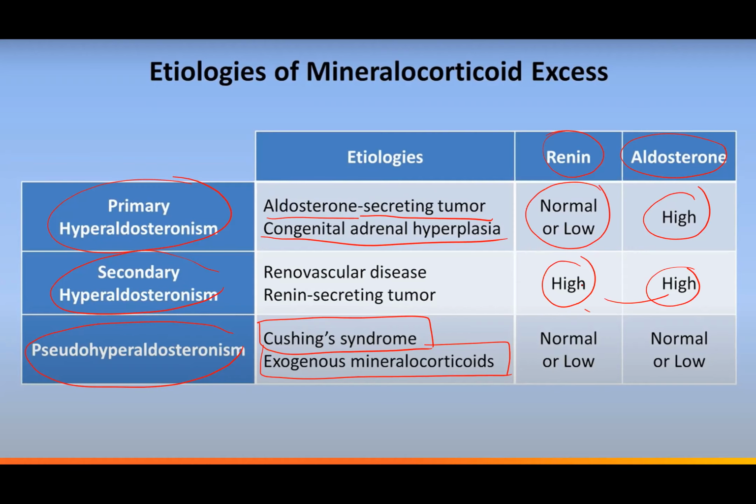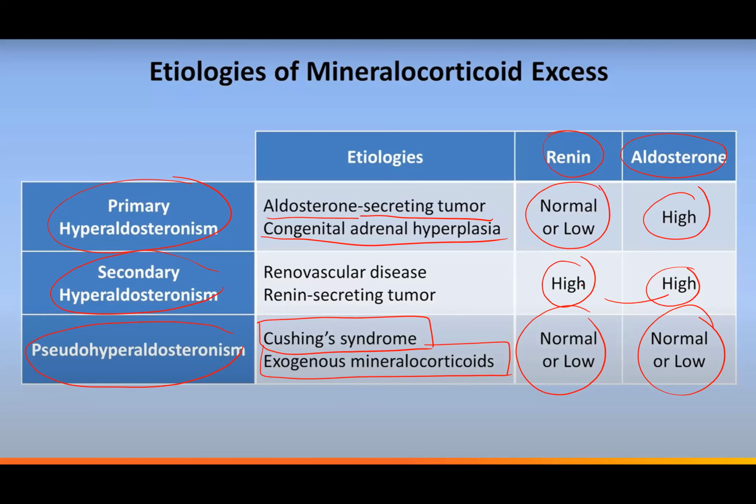This is the easier way of differentiating primary hyperaldosteronism from secondary hyperaldosteronism and pseudo-hyperaldosteronism. Renin low, aldosterone high: primary hyperaldosteronism. Renin high, aldosterone high: secondary hyperaldosteronism. Both low or normal, and still there are aldosteronism features, it could be Cushing's or exogenous mineralocorticoids.